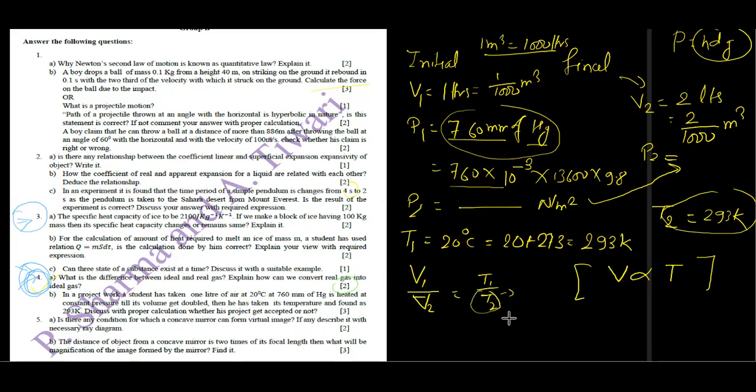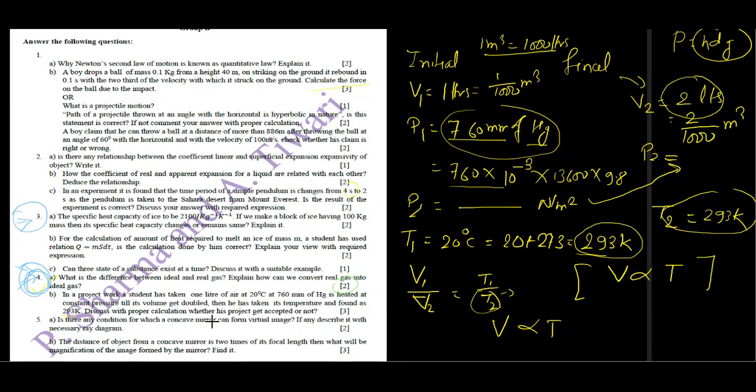But logically, we can say that as volume is directly proportional to temperature, which means that as volume is increased by 2 times, the temperature must increase by about 2 times. But the student has found here the temperature is 293, which is exactly equal to the initial temperature. So logically, we can say that the project work submitted by the student is going to be rejected.